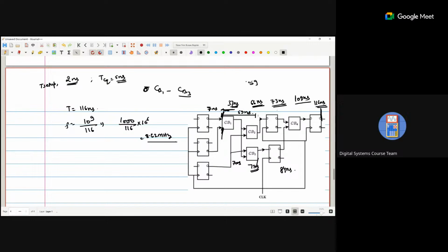So how do we calculate? Shouldn't we just stop at the 70, since it's going to another flip-flop that will take the output at the next clock cycle? So the maximum propagation delay is till CB3, right? Yeah, CB1 to CB3, so 70. So 70 plus 7, 77. So if we are taking 1000 divided by 77, it's 12.8, about 12.99.